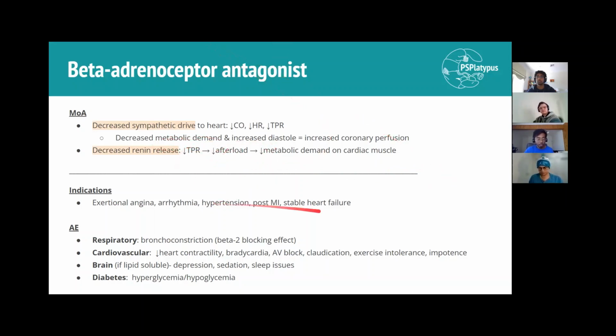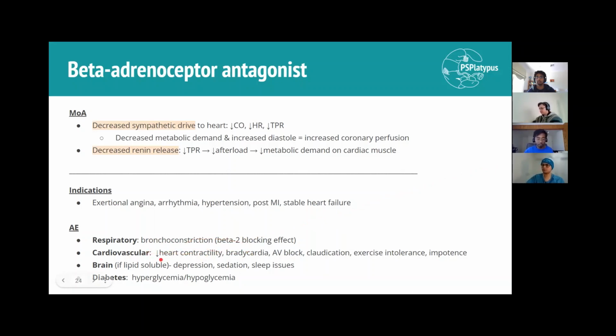For these drugs, indications are as such: angina, some more other stuff, but mainly we just want to know that it's exertional angina. And as for adverse effects, when we do beta-adrenoceptor antagonists, we must remember that even if we try to have selective action at the beta-1 adrenoceptors, which is what is specifically for the heart, we are going to have beta-2 blocking effects as well. And beta-2 blocking effects leads to things like bronchoconstriction, which we don't really want. So it's an adverse effect.